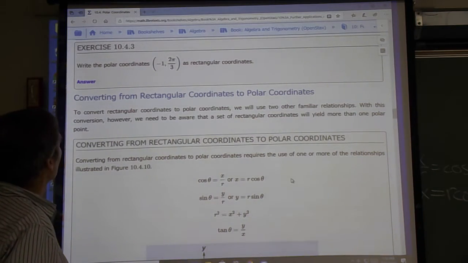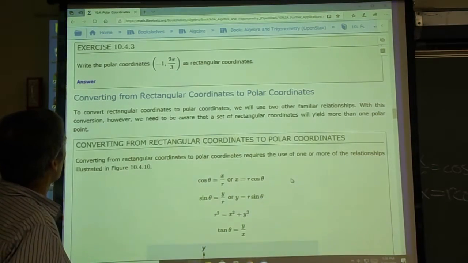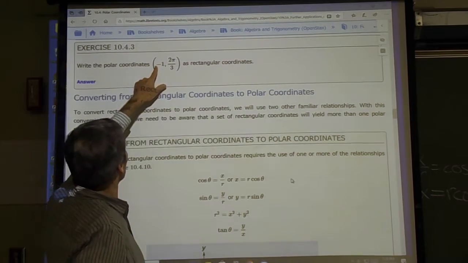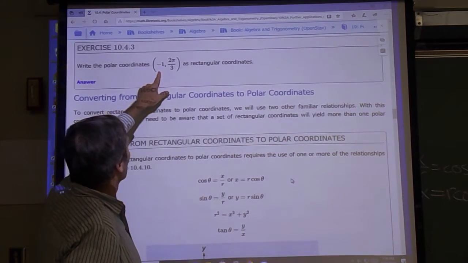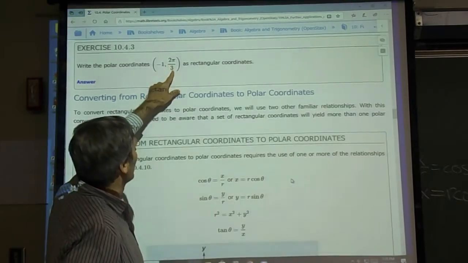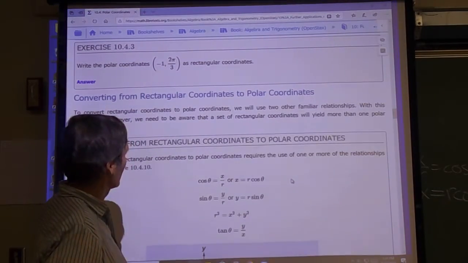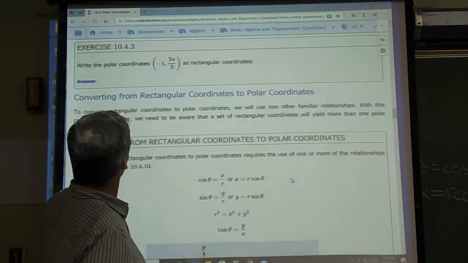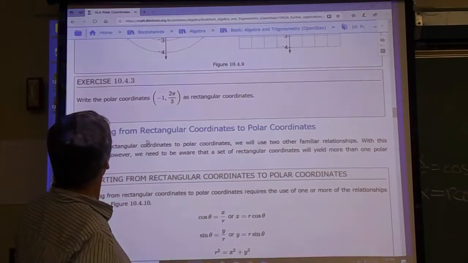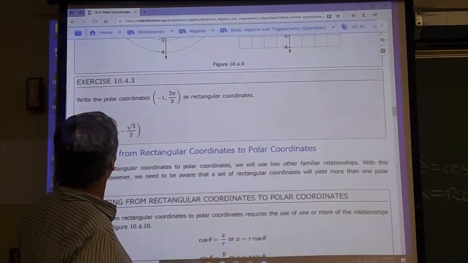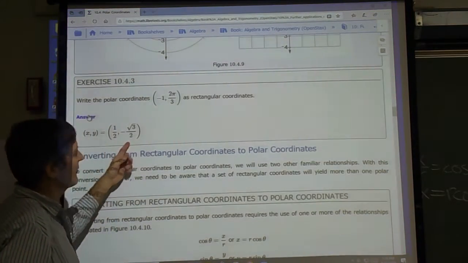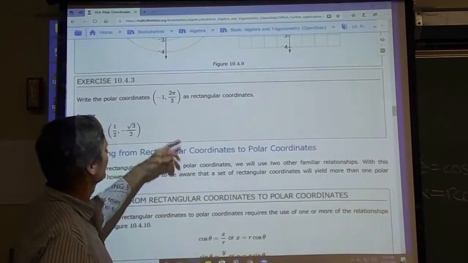Alright, now let's see. Here's another one. Suppose I want to write the polar coordinates (-1, 2 pi over 3) as rectangular coordinates. You can just click on it here, and it gives you the answer after you do it yourself. So it's kind of fun with these problem sets.